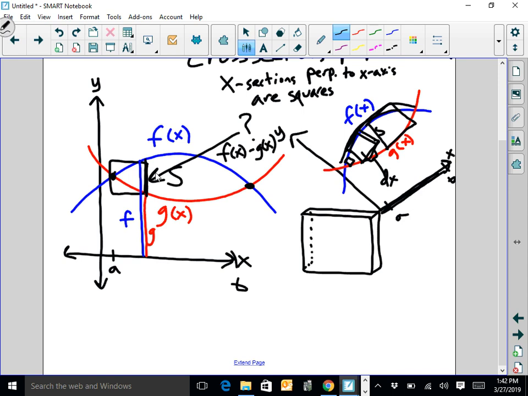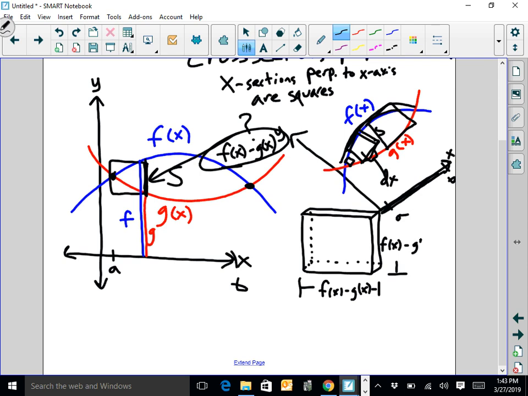And again, I'm just going to look at one of these and kind of figure it out from there. I know that this length right here is f of x minus g of x. Whatever shape we're using, it doesn't matter what the shape, this length right here is always going to be f of x minus g of x. But the height of this thing, since it's a square, has to also be f of x minus g of x.